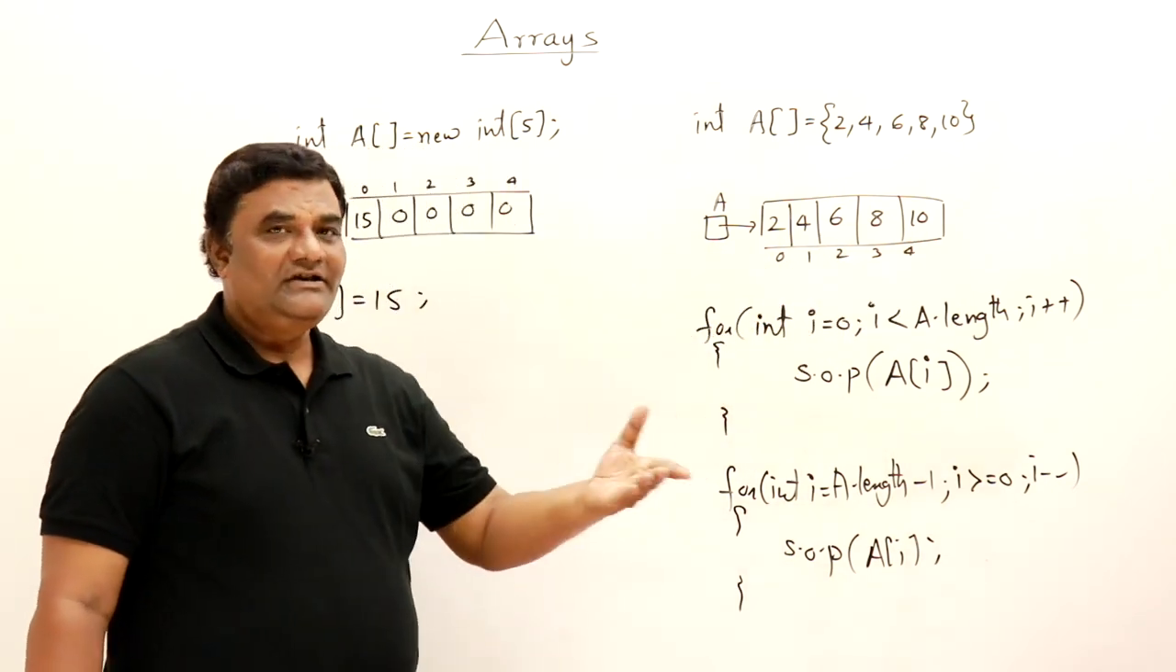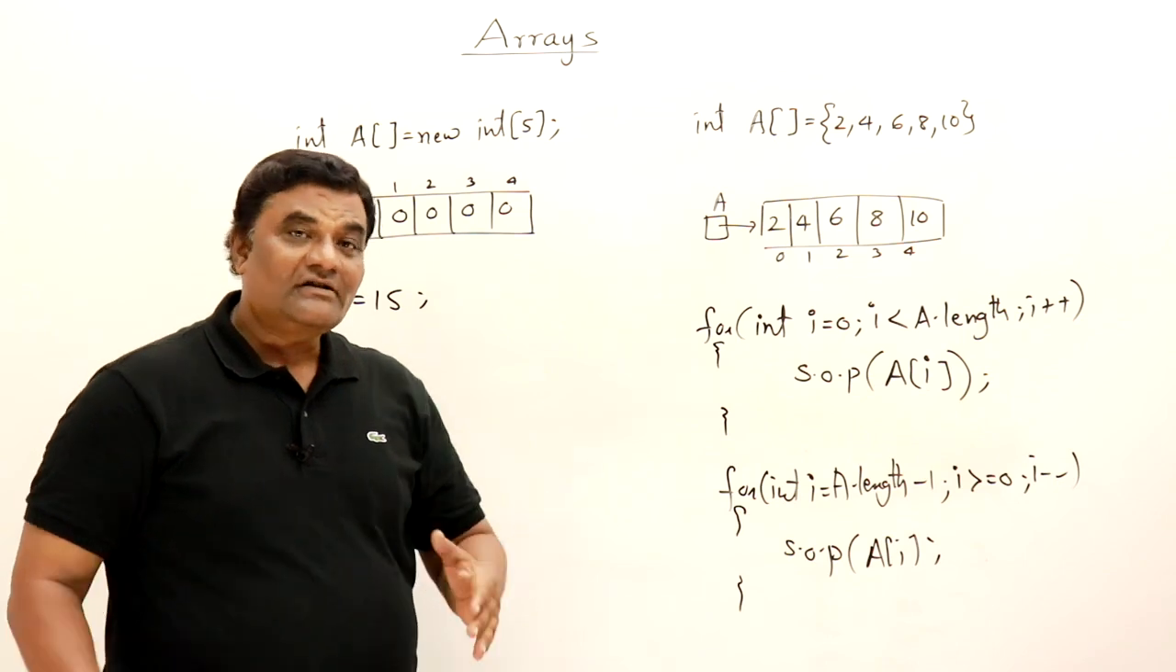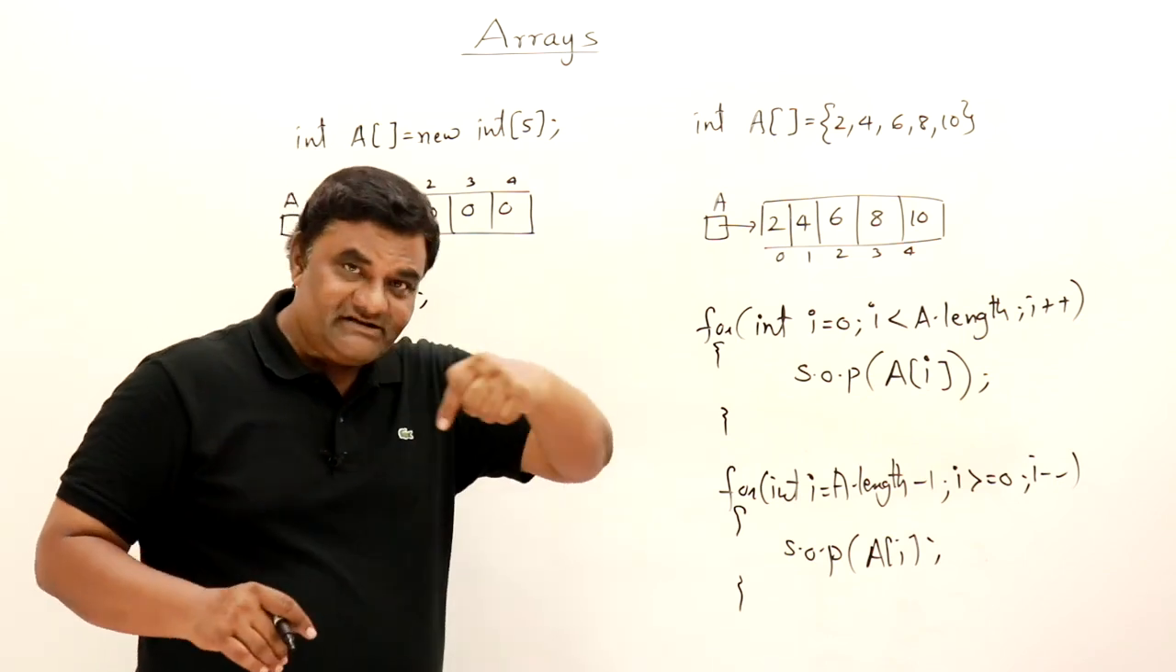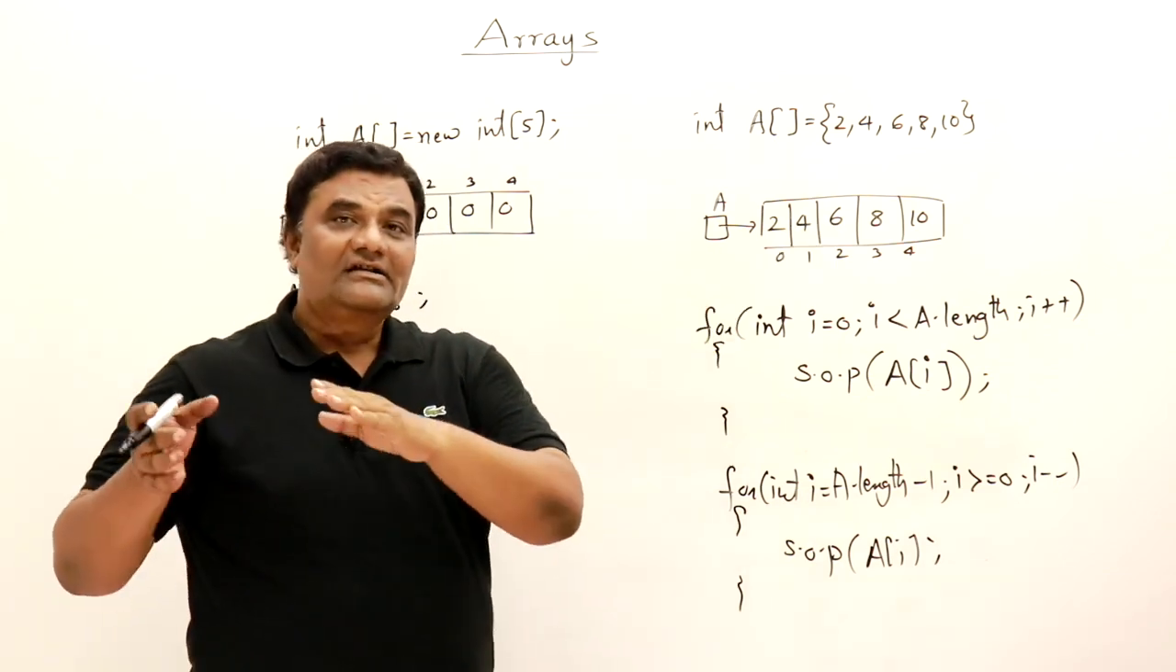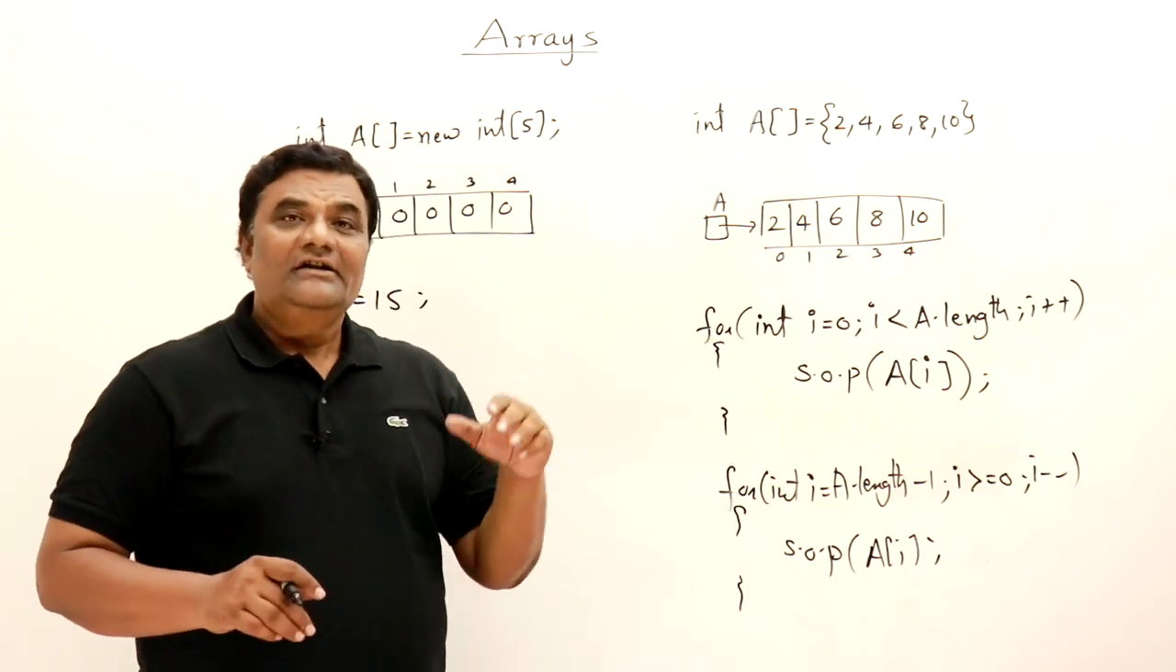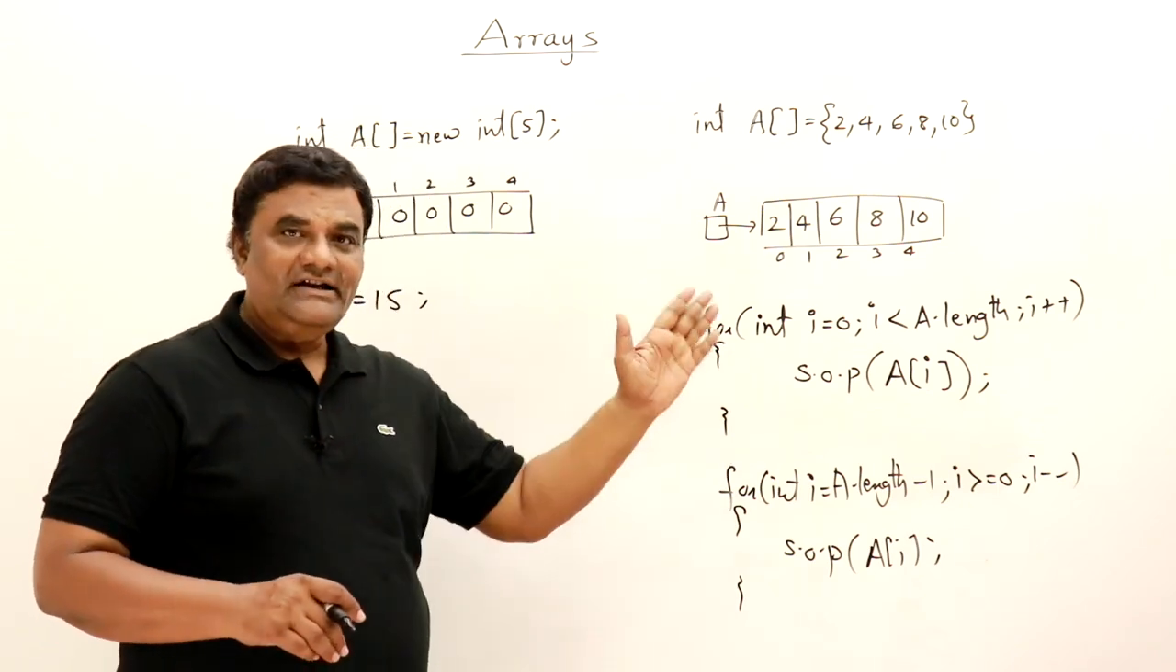So using a for loop, you can access all the elements or traverse an array. Visiting all of them is called traversing. Traverse all the elements in an array, in either direction, that is from left to right or right to left.